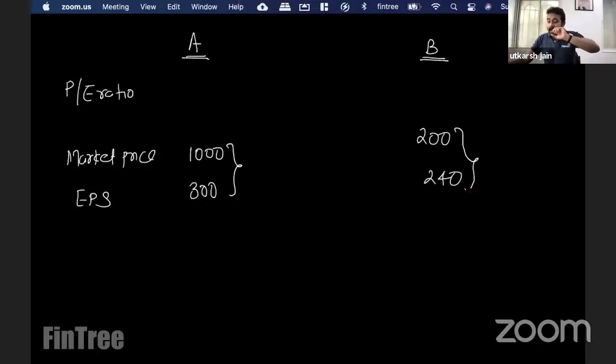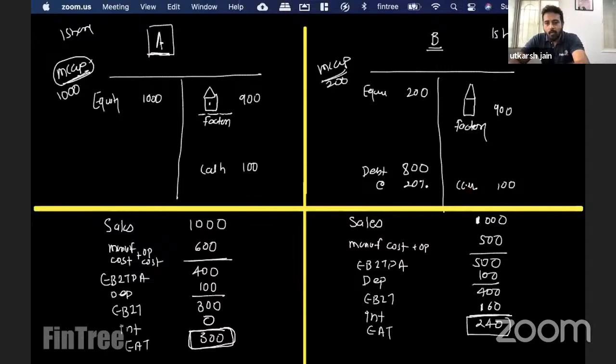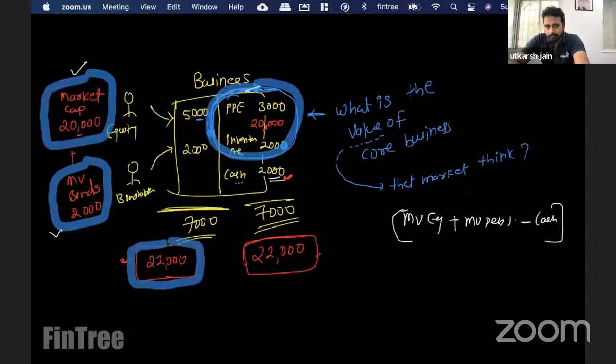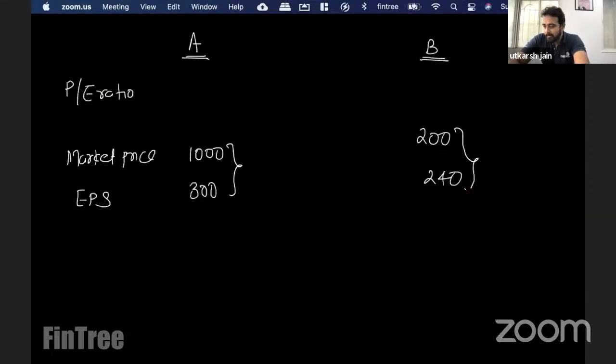They have identical plans. They have same plans. They have same stuff everywhere. Now, based on this, you have to figure out what company makes more sense to you, company A or company B, and how much is the difference between the two.